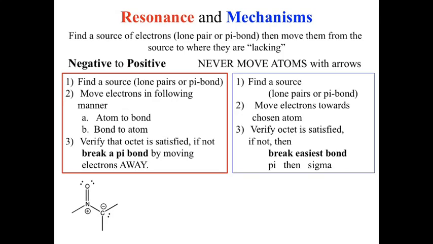So once you've identified your source of electrons, you need to then move those electrons in a very particular fashion. The electrons, if they started on an atom, can move from an atom to a bond, and that bond will be immediately next to it. You can't just pick up atoms and throw them across the structure because they're incredibly unstable. The other way you can move, if you decided to take the electrons from a pi bond, is move them from the bond to the atom.